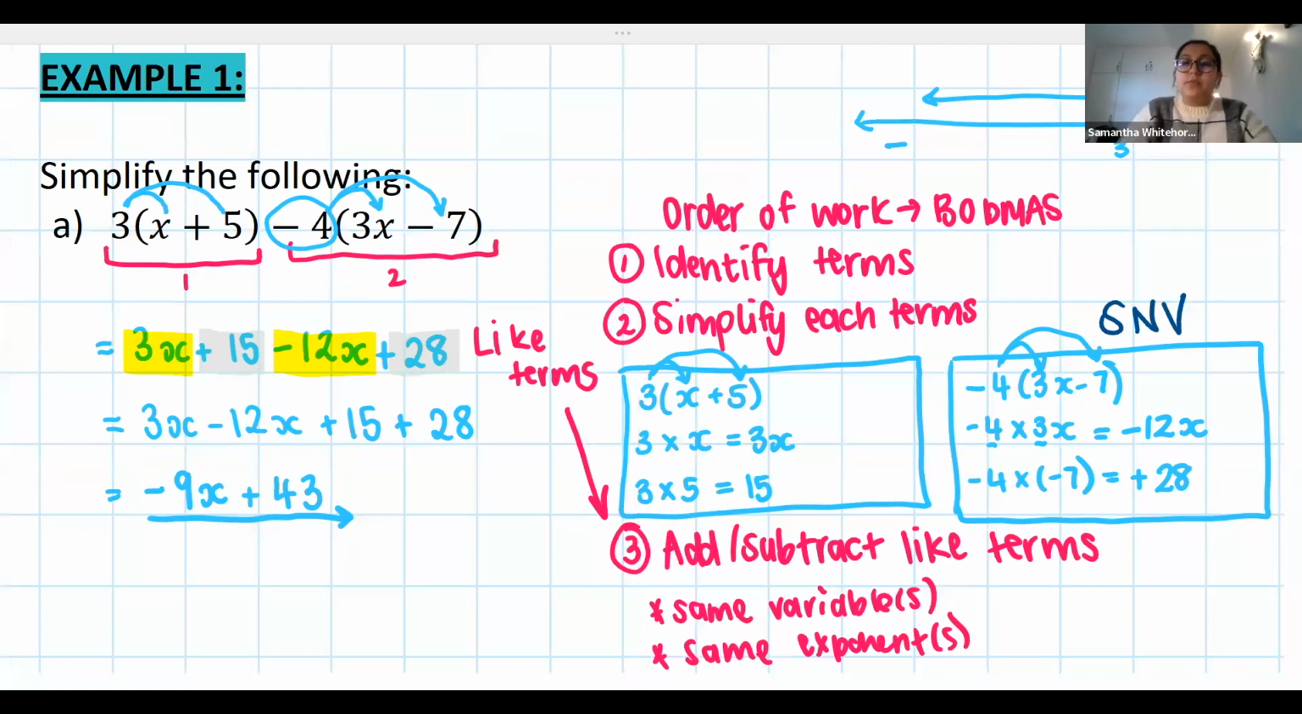Okay, so guys, really importantly, and some of you have also sent me messages about this, you can only add like terms. If you have said 3x plus 15 minus 12x plus 28 and gotten a final answer, that is incorrect. You are just adding everything. You can't do that. You have to add oranges and oranges, apples and apples, x's with x's, constants with constants. Okay, that is really, really important.